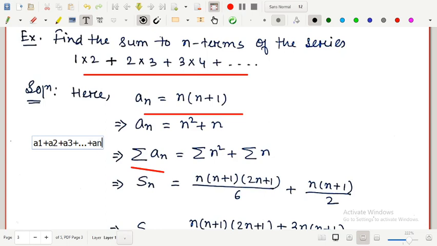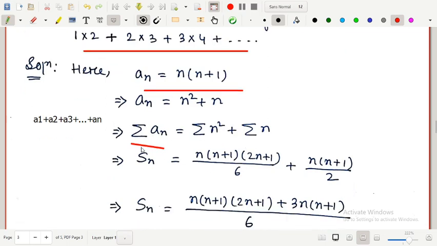Okay, these 1, 2, 3 are in subscript. Below it will be a1, a2, a3 up to n. These are in subscript. Okay. So summation of n, we are summing both sides. Summation of n is equal to summation of n square plus summation of n. So summation of n means Sn.